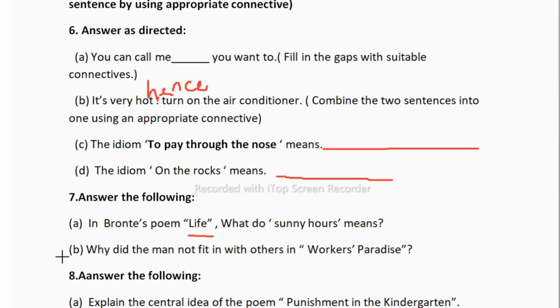Now the second question is, why did the man not fit with others in Workers' Paradise? So this Workers' Paradise is a prose piece, which is in your unit 1. So why did the man not fit in Workers' Paradise? Because the newcomer who came into the Workers' Paradise, where everyone was busy in their work, had passed all his time on the planet Earth without any work or employment. So he did not fit in because everyone was busy in their work and he was the only idle person. That's why he doesn't fit in the Workers' Paradise.